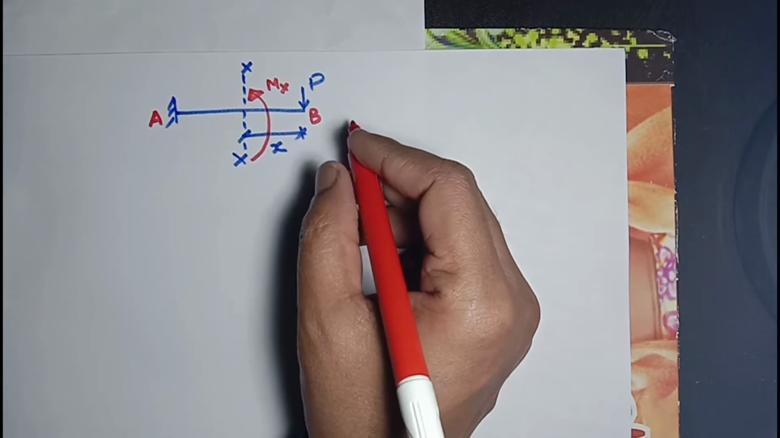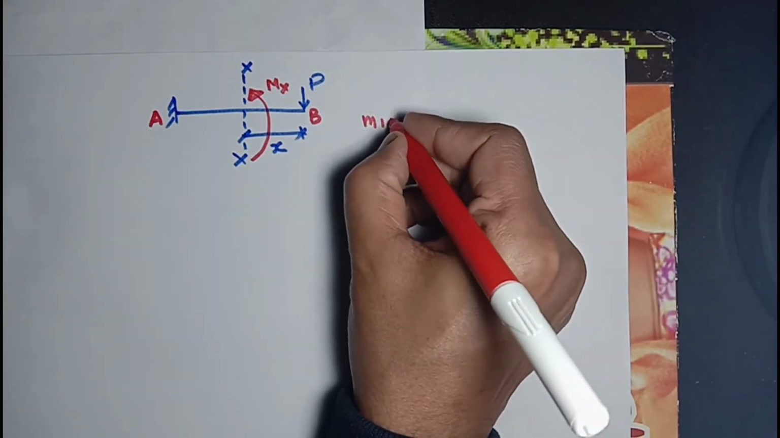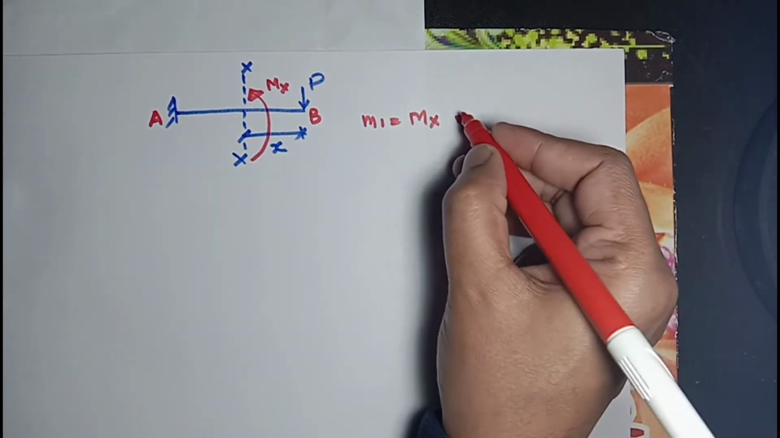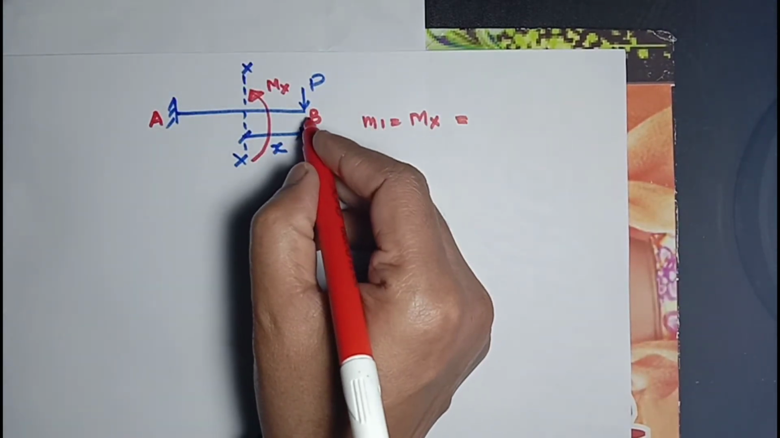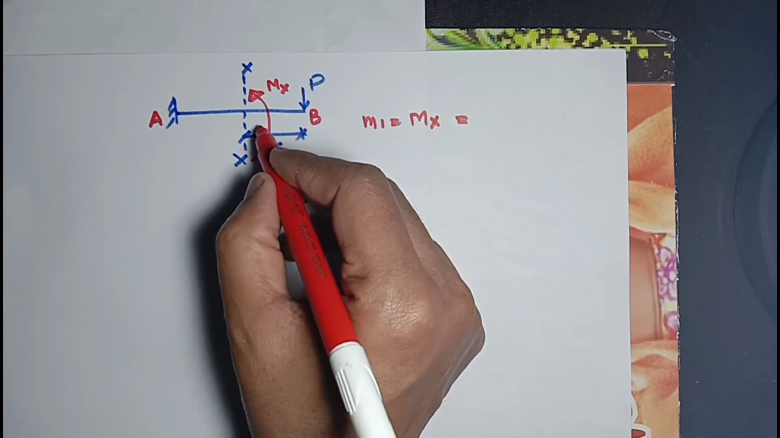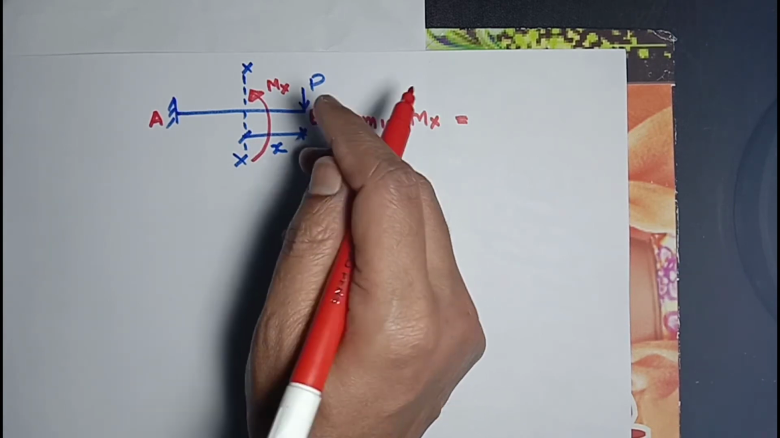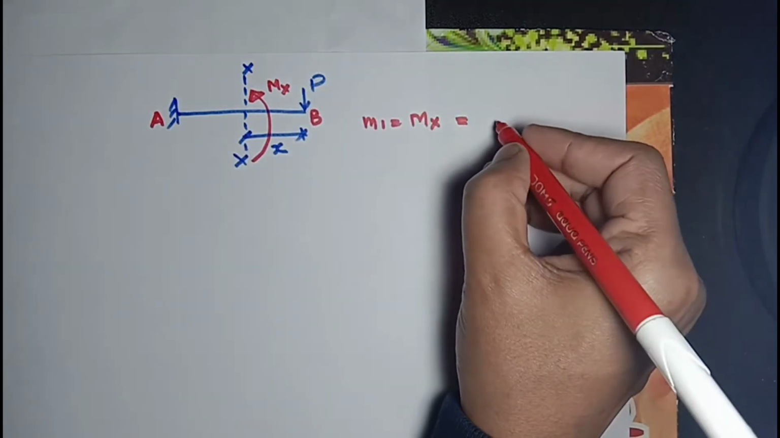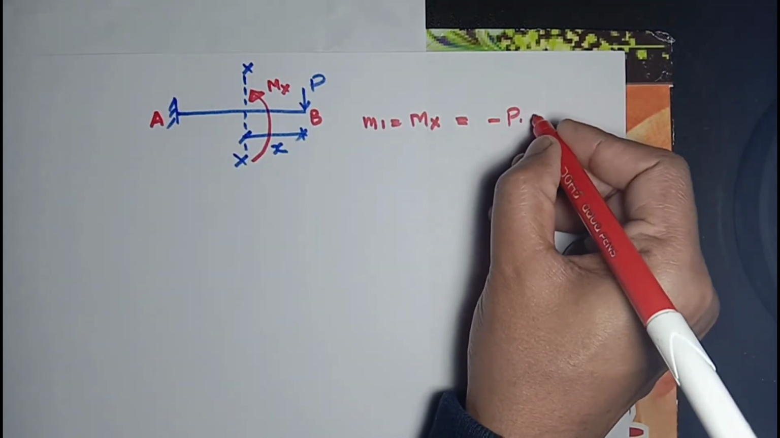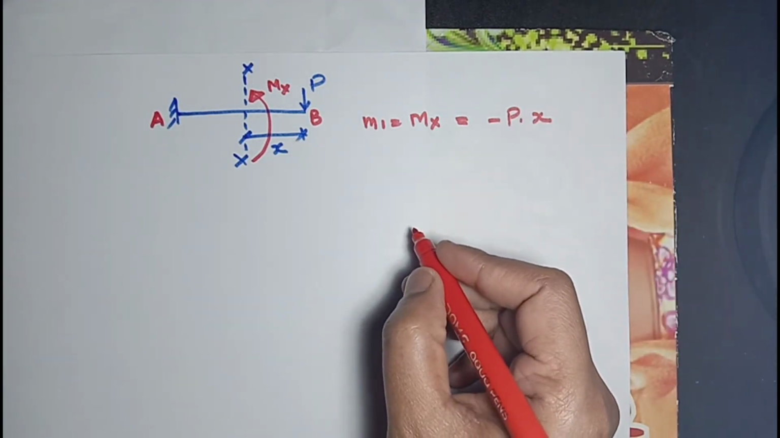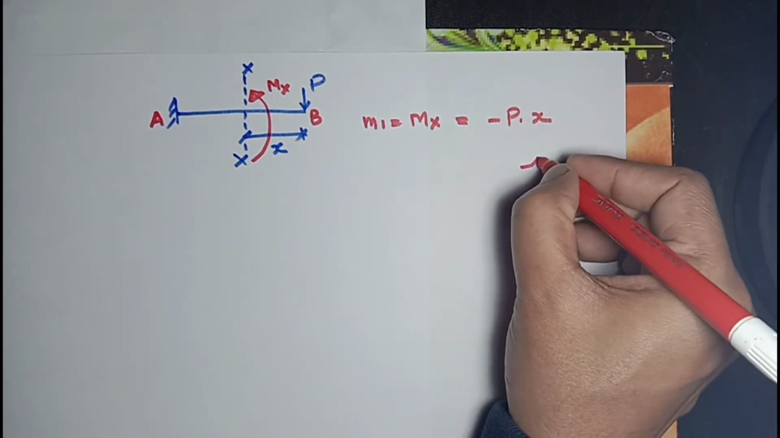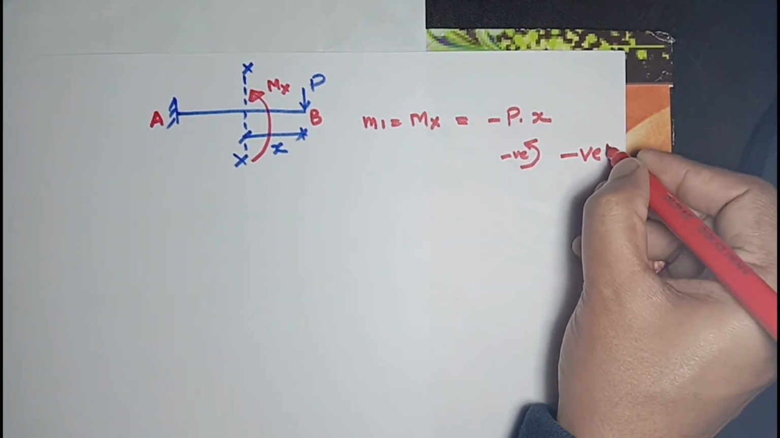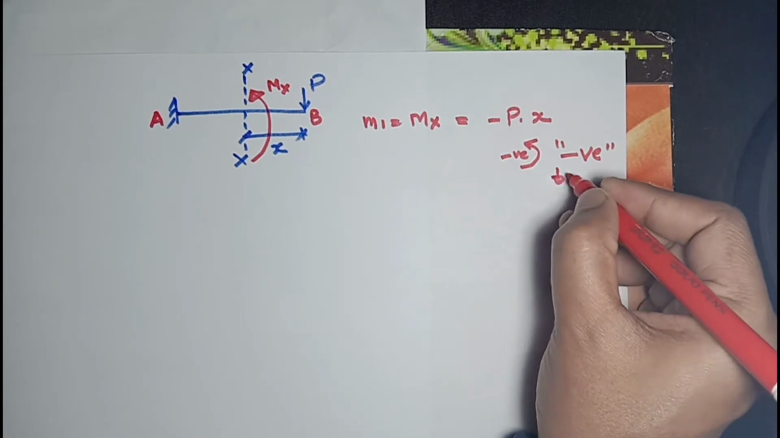Now m1 equal to Mx. Load is P, and moment should be calculated at a distance of x from B, and so loading distance is x, so moment will be minus P into x. Our assumption is anti-clockwise moment should be negative. Assumption.